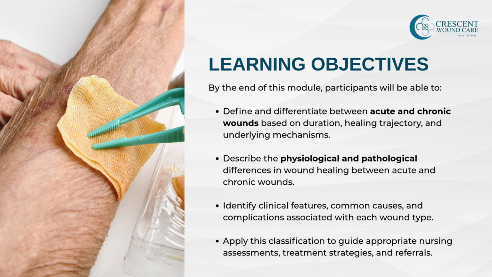By the end of this module, you'll be able to define and differentiate between acute and chronic wounds based on their duration, clinical features, and healing behavior. Describe the biological processes and pathological disruptions that impact each type of wound. Identify common causes, from trauma and surgery to diabetes and pressure, and the complications they can lead to. Use this knowledge to guide your assessments, select the most appropriate treatments, and escalate care when needed. Remember, this module is not just about classification, it's about using wound behavior to anticipate problems, prevent deterioration, and personalize your care planning.